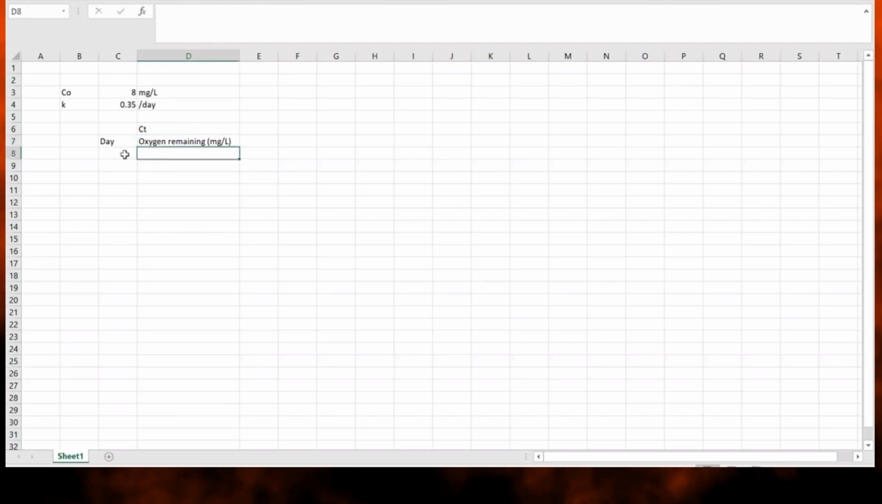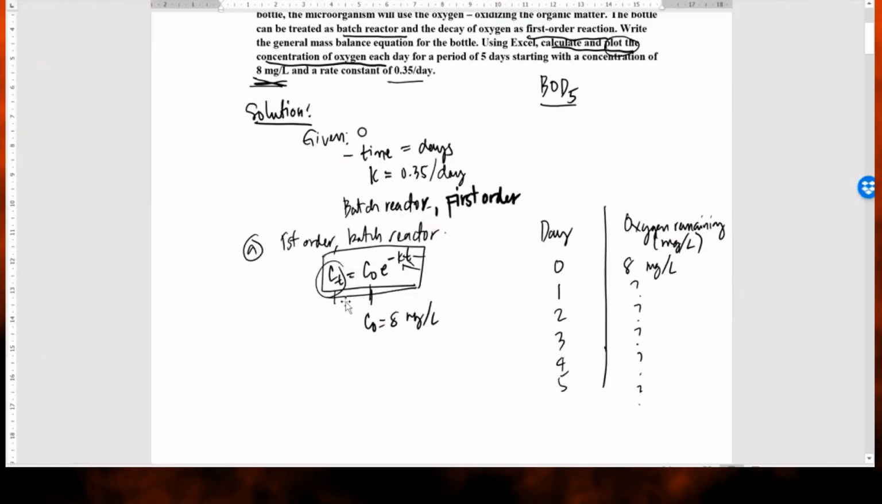Okay, so we have one day, then we have 2 days, and then we can have this here for 5 days, so BOD 5. All right, so we have that one. So we are now going to use the formula that was given before. This is the formula here: CT is equal to CO e to the minus KT. So we use that one.